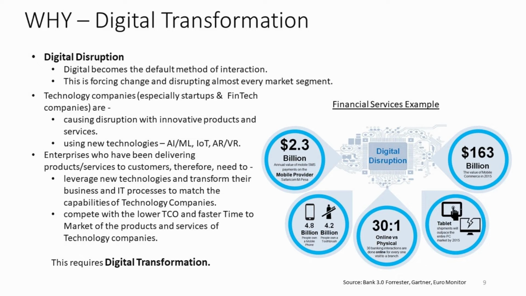Going clockwise in the figure shown on the right side of the slide, for every person who visits the bank, there are more than 30 online interactions. In 2015, $2.3 billion payments happened over the mobile provider. Today in India, we have a new class of banks known as payment banks that only facilitate payments that have emerged from mobile providers. Now let us look at the digital transformation that banks need to deal with.